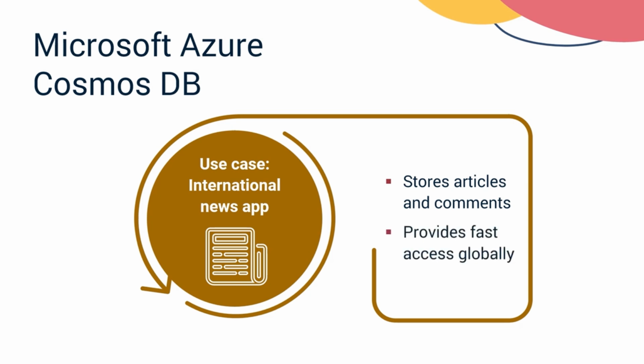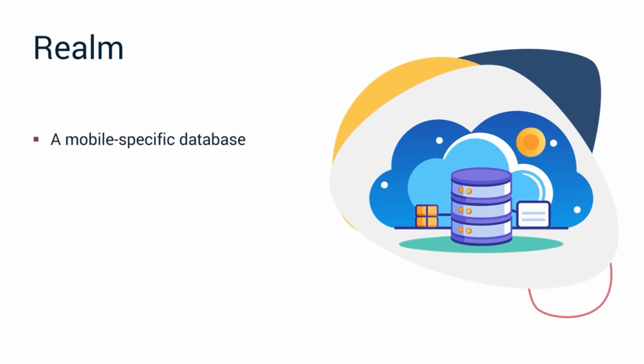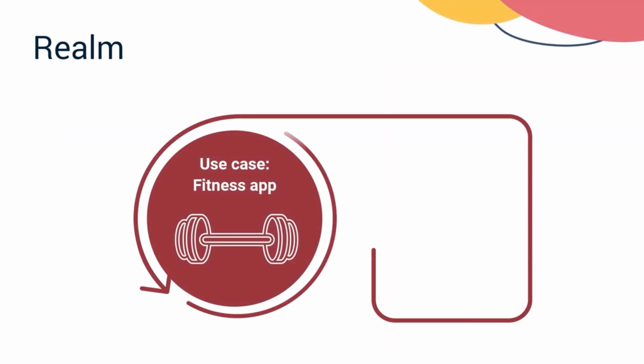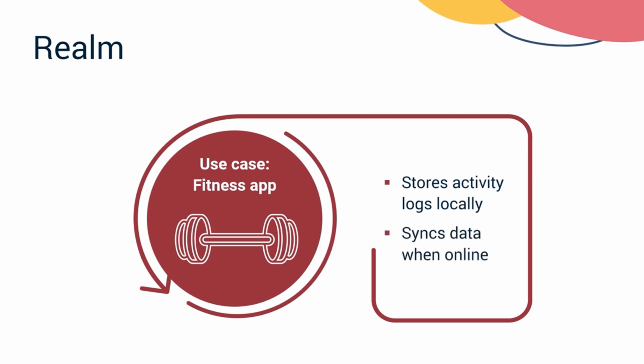Realm is a mobile database solution designed specifically for mobile apps. It allows easy data storage and retrieval directly on the device, while offering synchronization with the cloud when needed. In a fitness tracking app, Realm stores user activity logs locally for offline access and syncs them to the cloud when the device is back online.